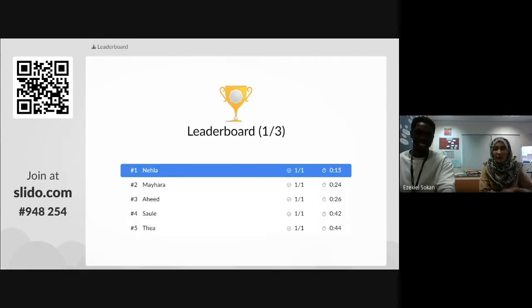There you go, there's the leaderboard at the moment, so you can see where you stand if you are in the top 5. Have a look quickly. If you're in the top 5, well done. If not, then try to get these next 2 correct.